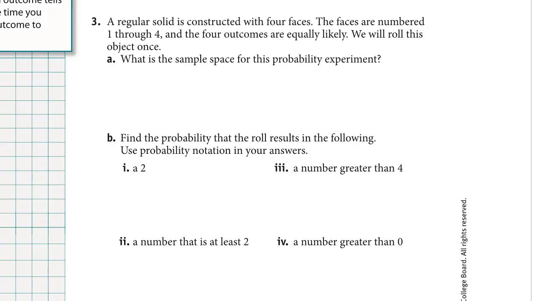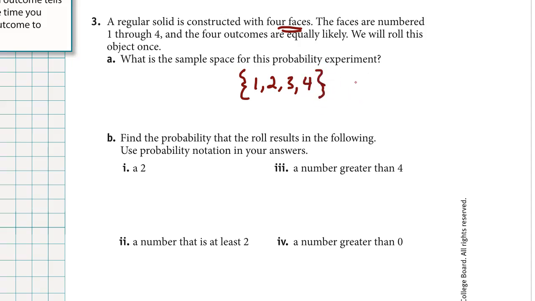Let's use that definition to do number 3. A regular solid has 4 faces. The faces are numbered 1 through 4, so 4 outcomes are equally likely. We're going to roll it once. What's the sample space for the experiment? We could roll a 1, a 2, a 3, or a 4.